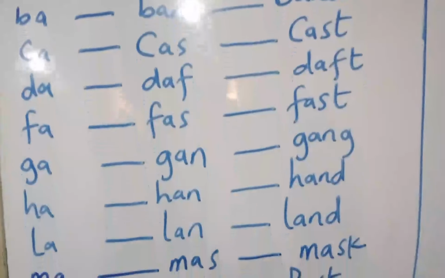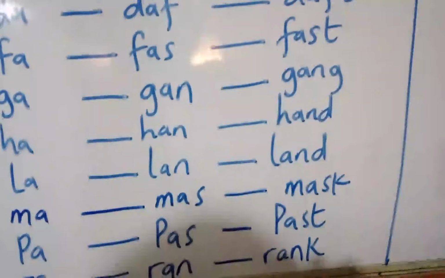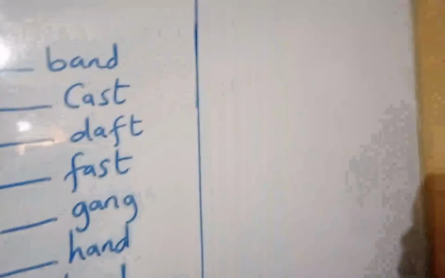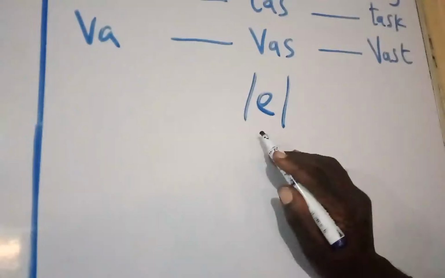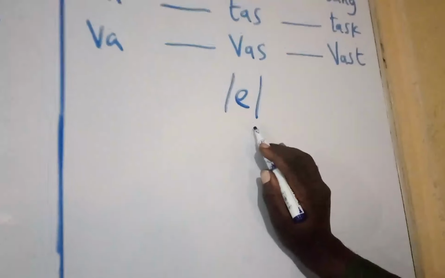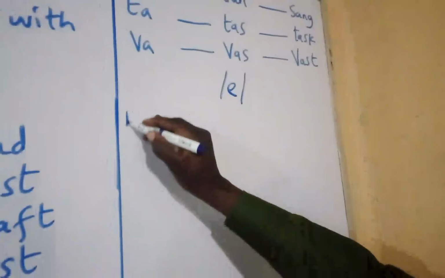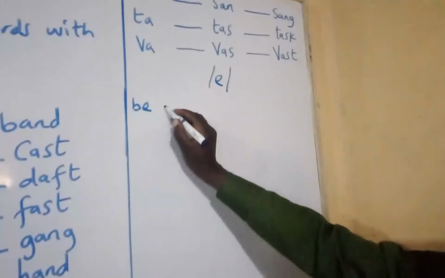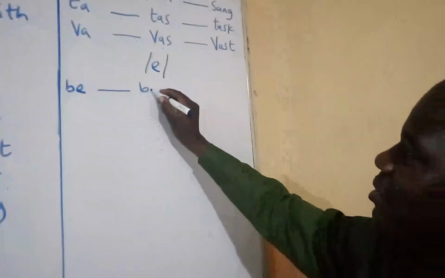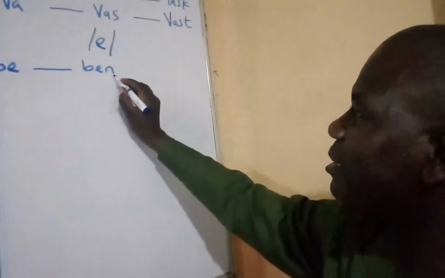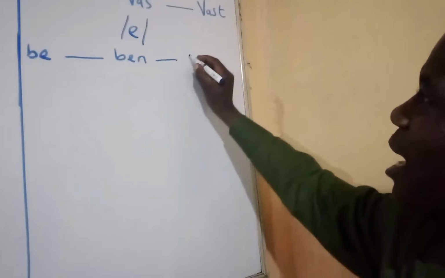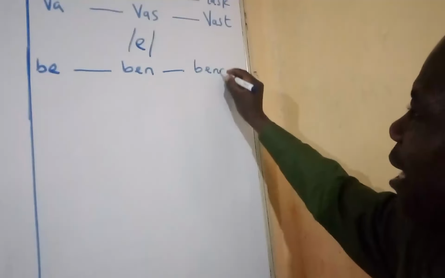Now we move to the next vowel on four-letter words, which is vowel E. Vowel E. Now, how do we get that? E as in be, with N, bend. In 4 letter, bend.